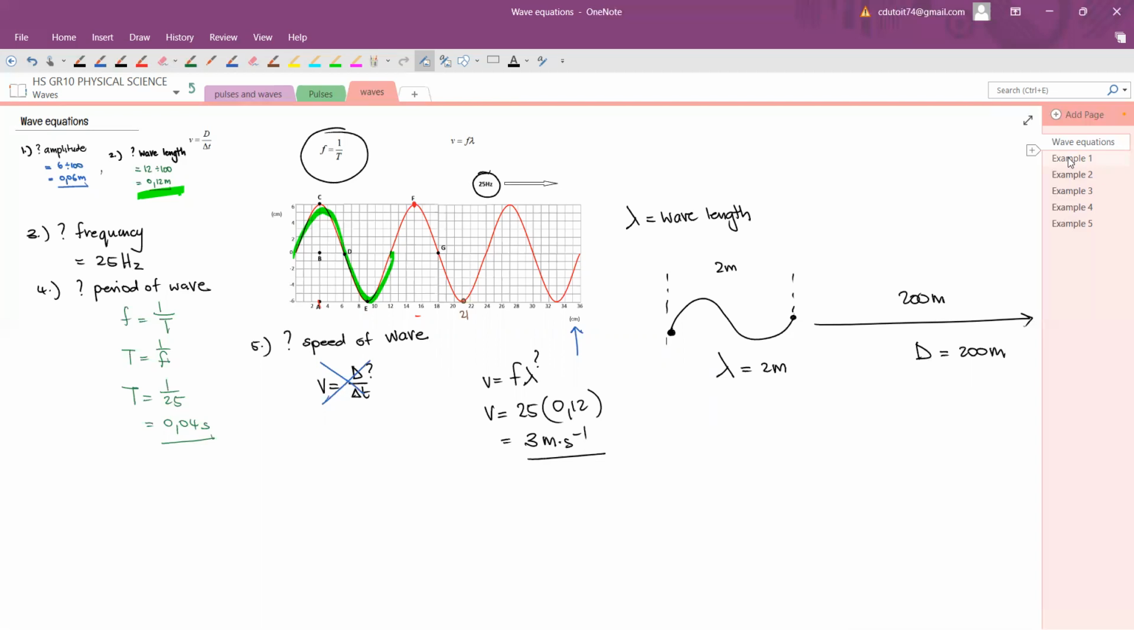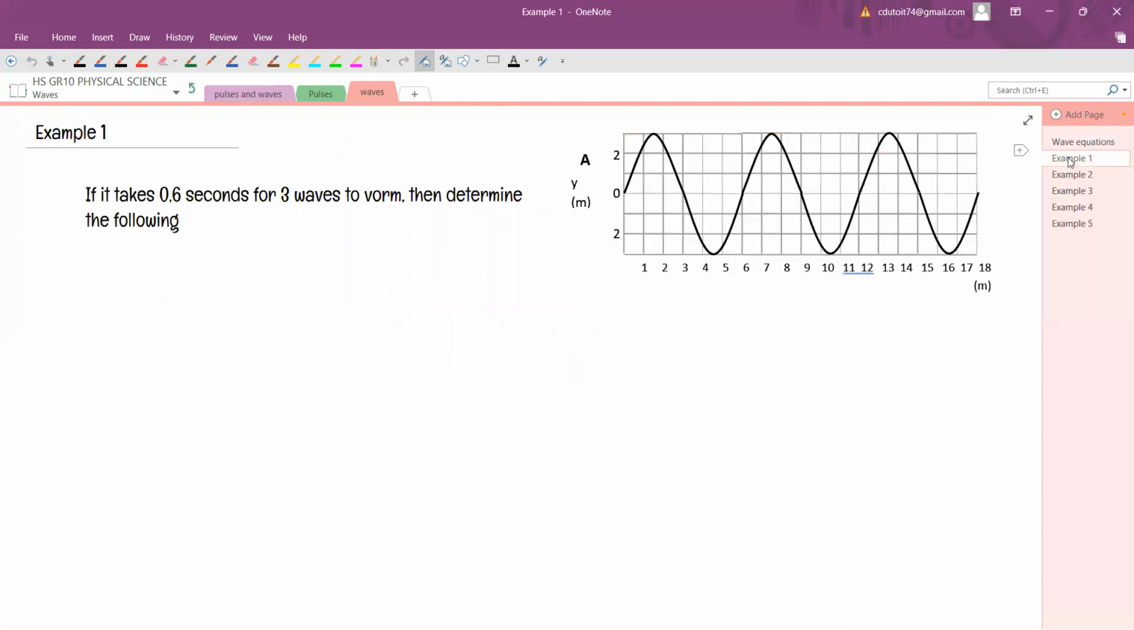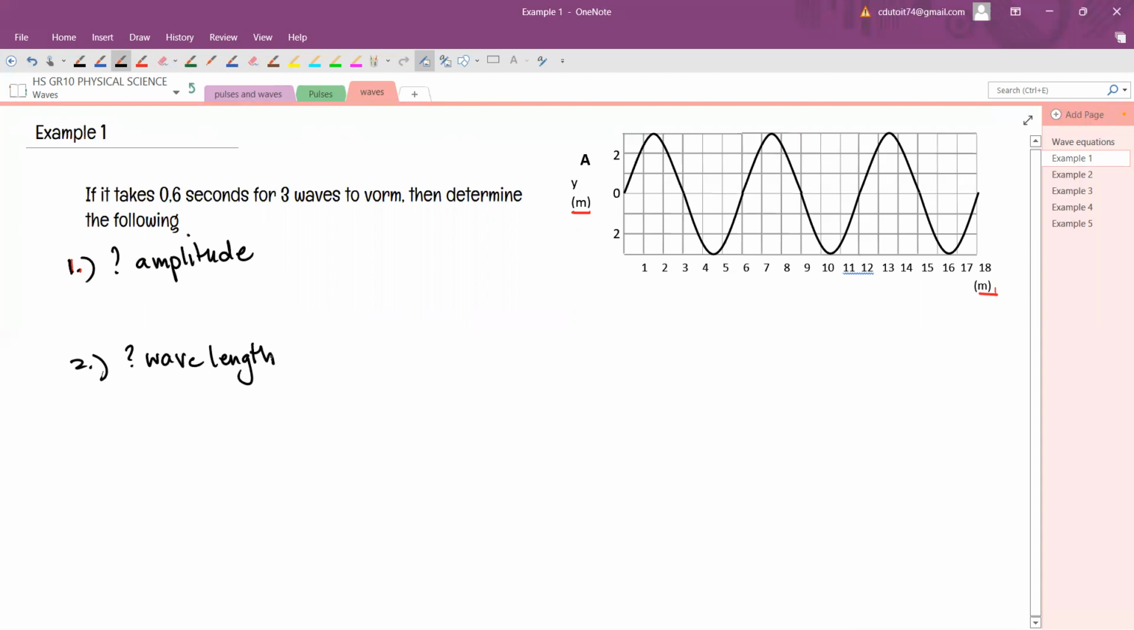Can I continue? Yes. Okay, look at the y and x axis. Now, in this example, they are both in meters. Then I tell you, it takes 0.6 seconds for 3 waves to form. Determine the following. The first thing I want to know is, number 1, what is the amplitude? And number 2, I want to know what is the wavelength. Quickly do those two. What is the amplitude?